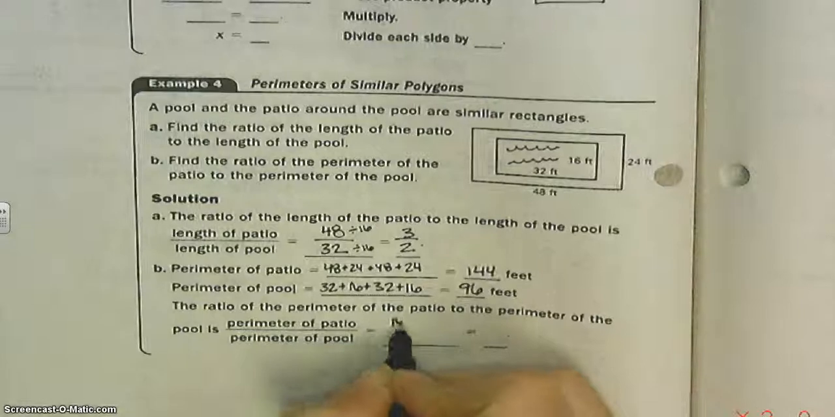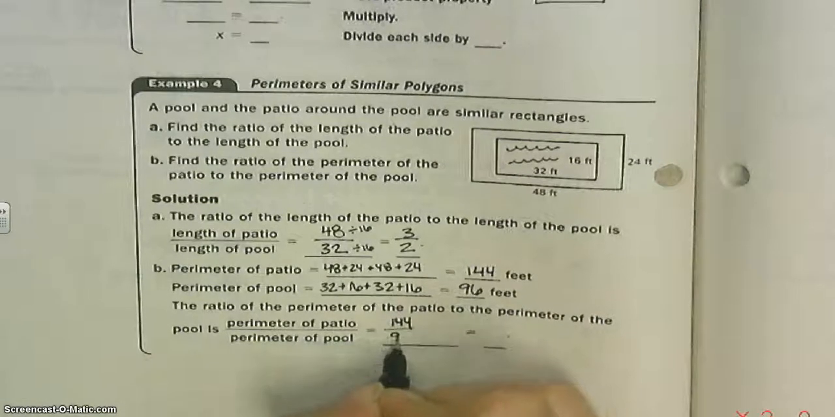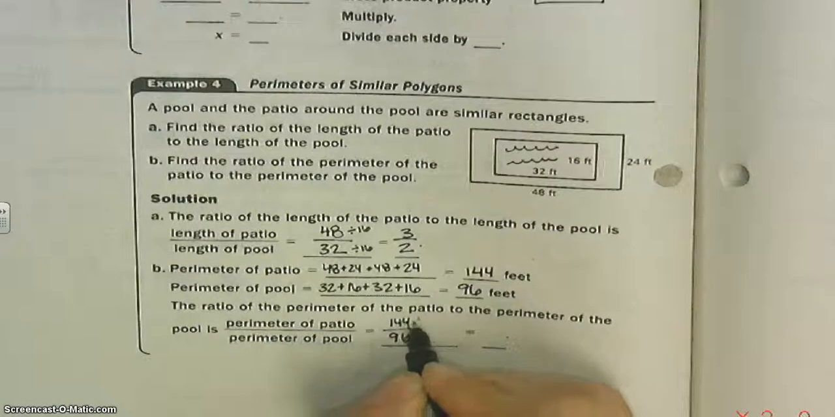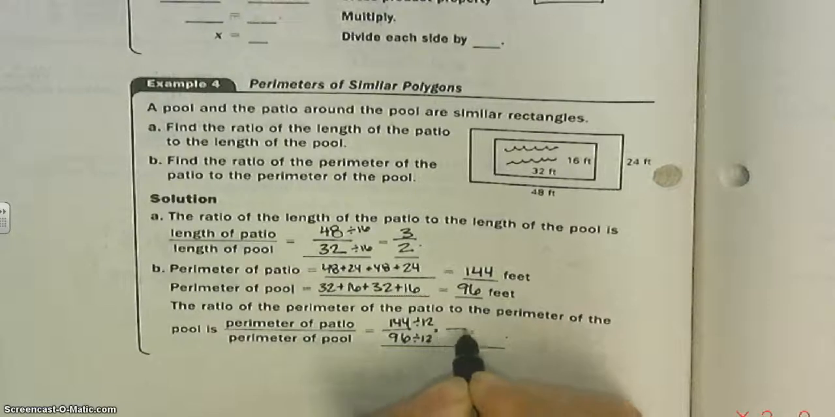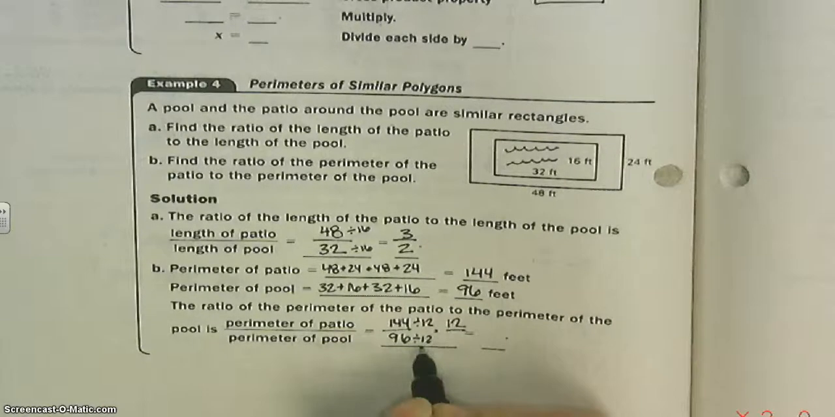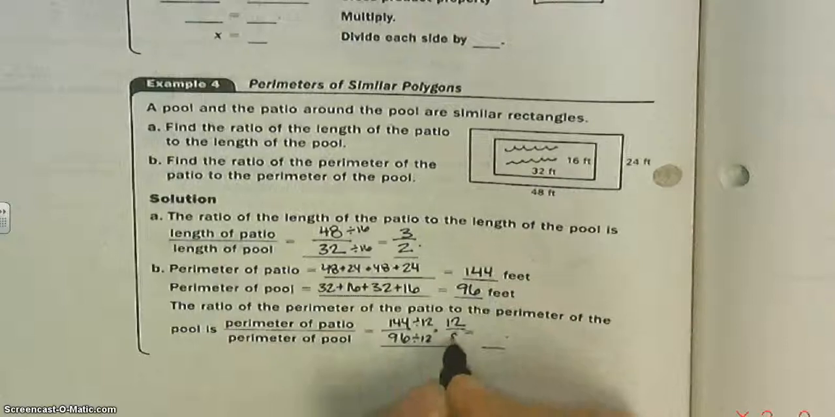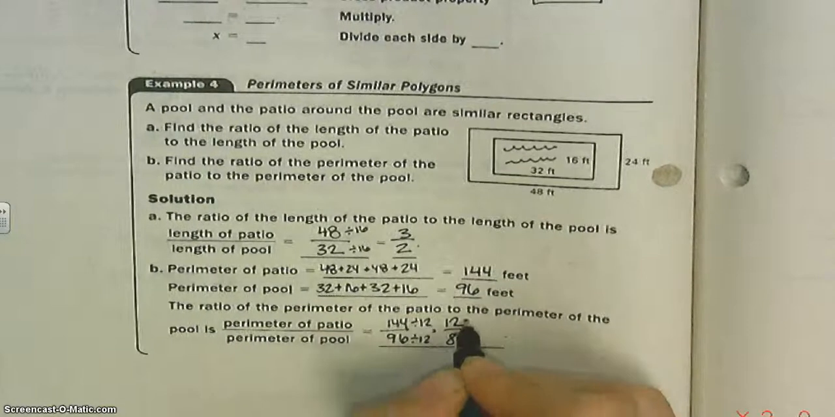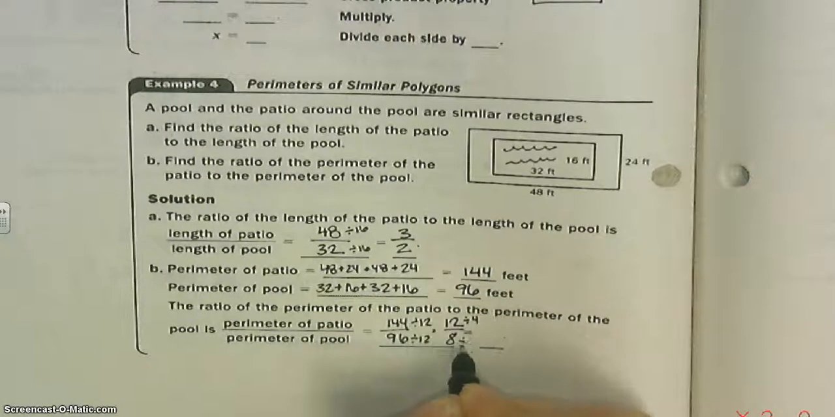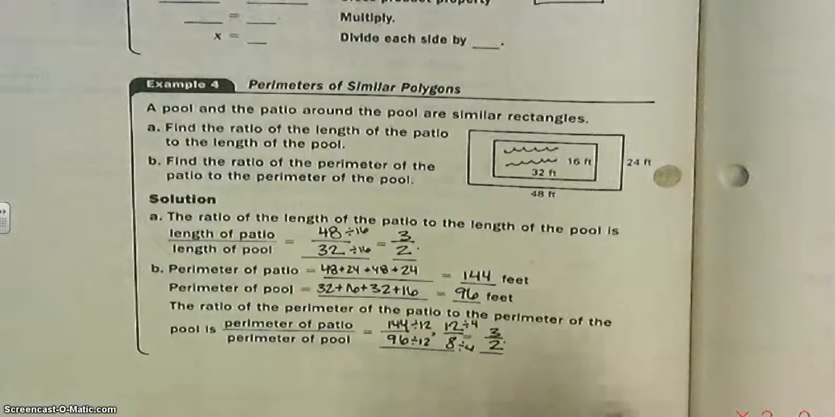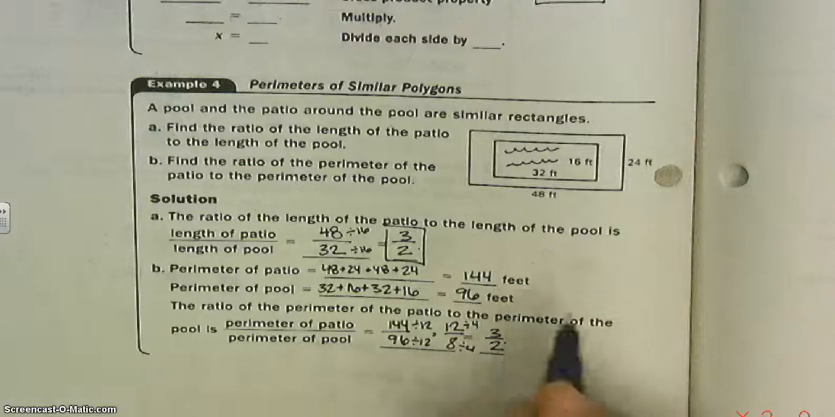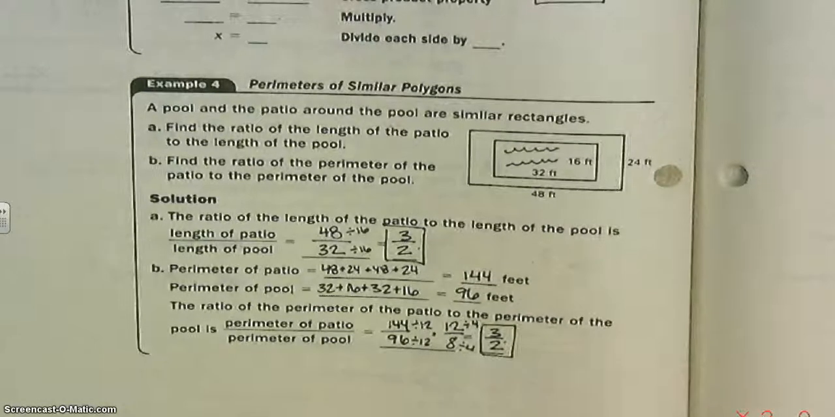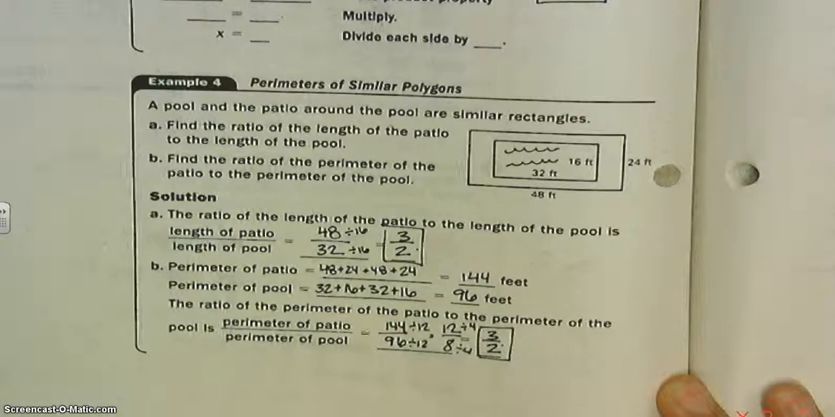So we're going to do 144 to 96. I believe 12 goes into both of those. 12 goes into that 12 times. 12 goes into that 8 times. Oh, we can keep going. 4 goes into both of those. 3 times and 2 times. Oh, wow. So the sides made 3 to 2, and the perimeters also make 3 to 2.